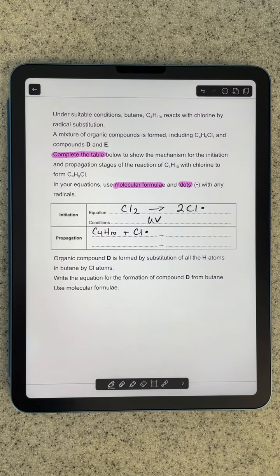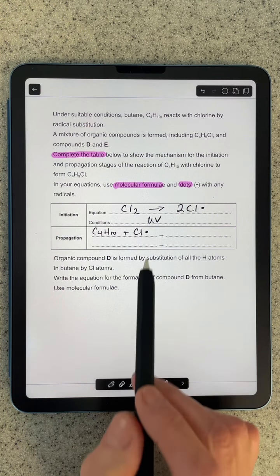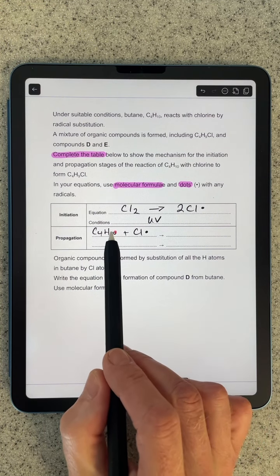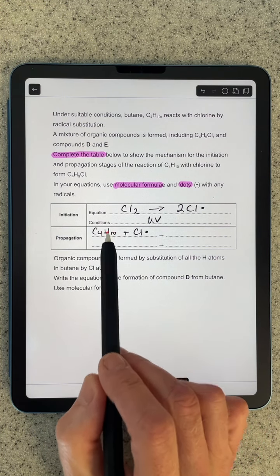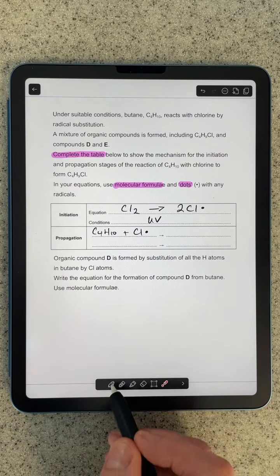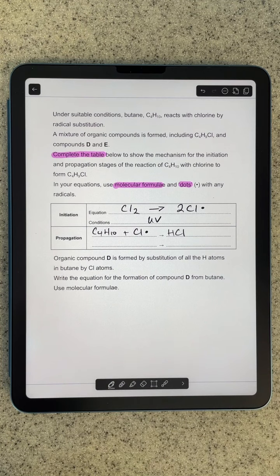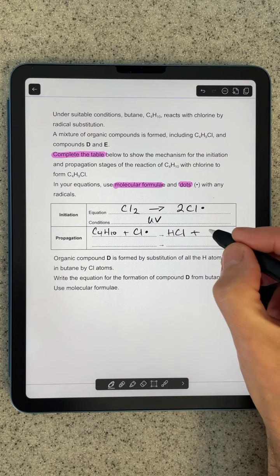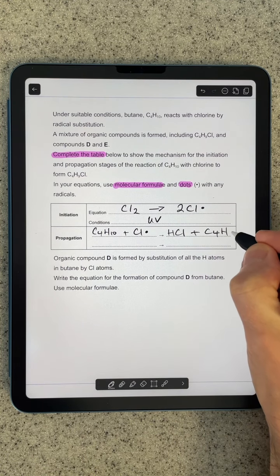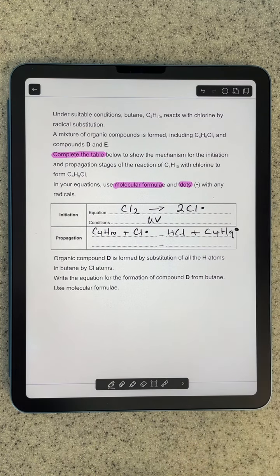Right, so the first propagation step, we'll take that butane molecule and react it with the chlorine radical. And the thing to remember about a chlorine radical is it will always take a hydrogen off what it's reacting with. Okay, so I always get my students to write HCl in first so they don't forget that's always formed. And the rest of the alkane is now a radical, so it'll be C4H9. We'll just put the dot there.